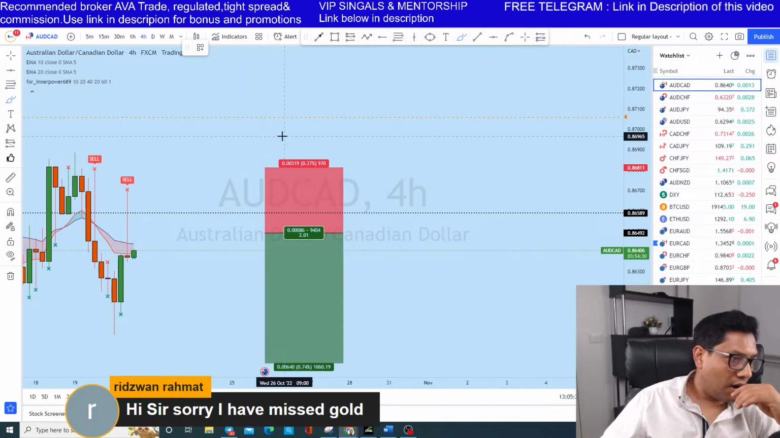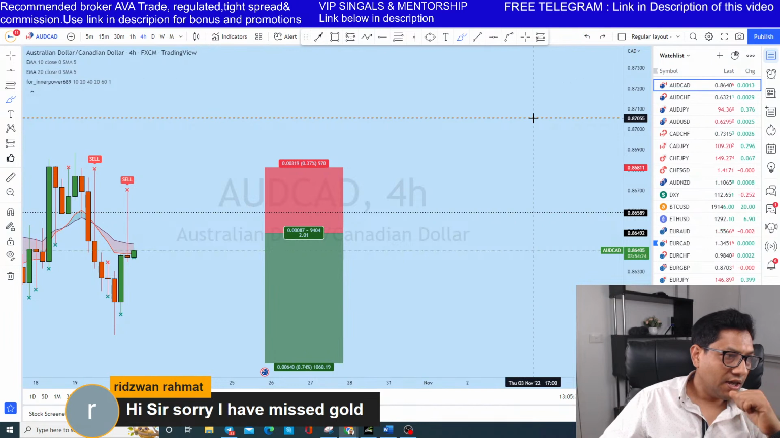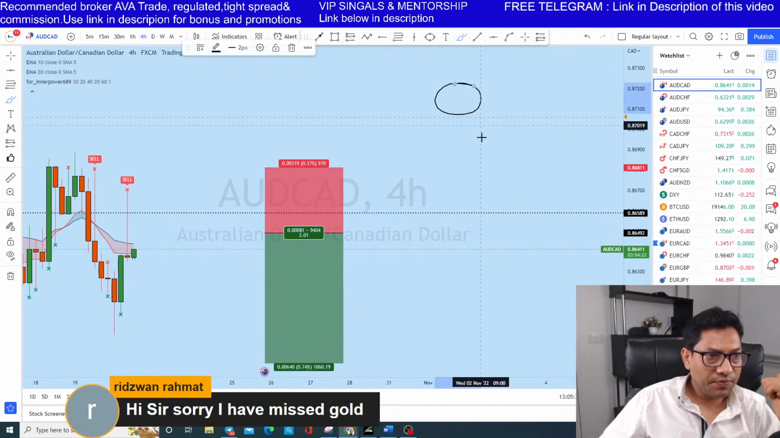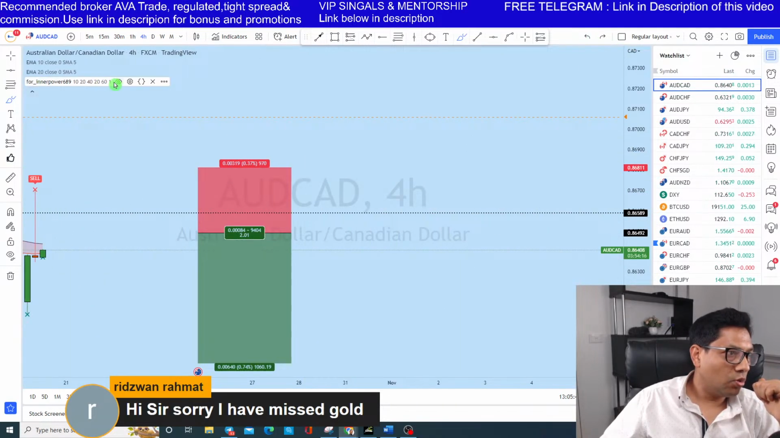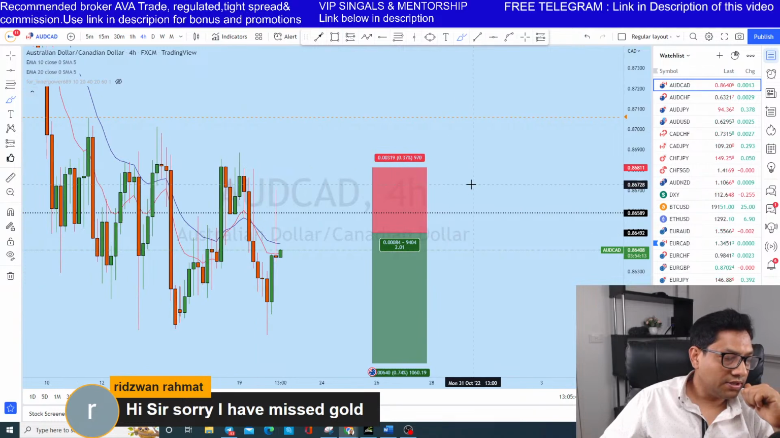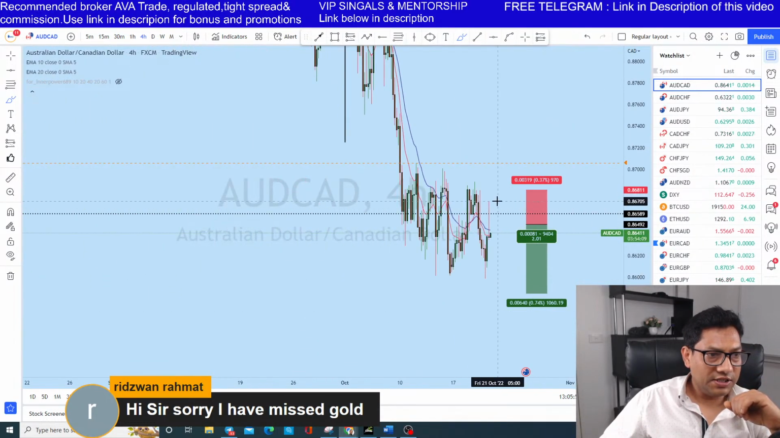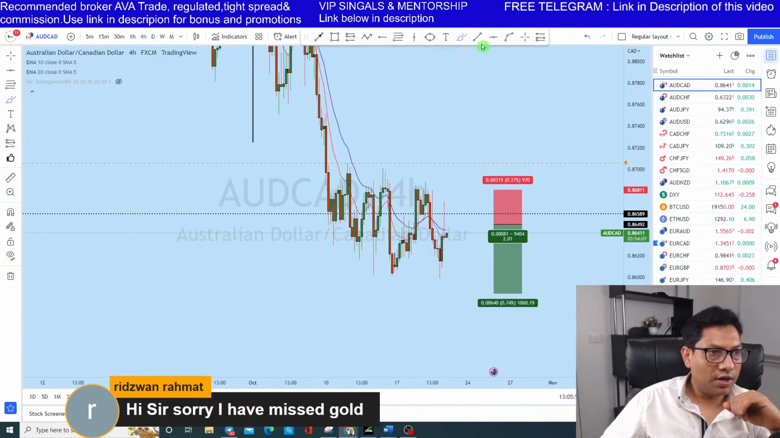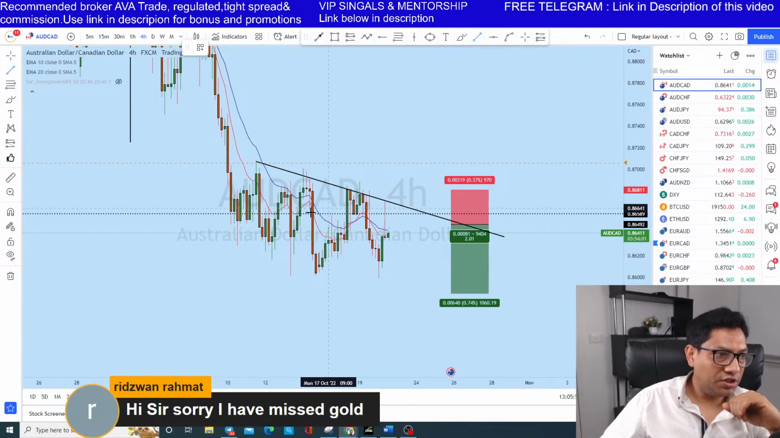But according to our strategy, we use two moving averages, 10 and 20 period moving averages, and also we use price action trend in our favor. So according to our trend following strategy, this one is giving me a sell signal. Now as you can see, if you look at the overall picture on the 4 hour, we see that there is a range in this area.